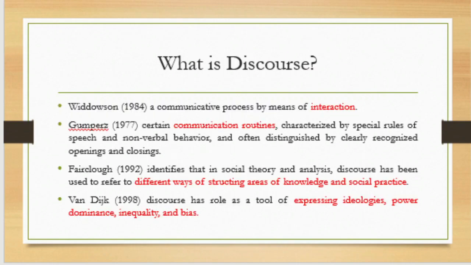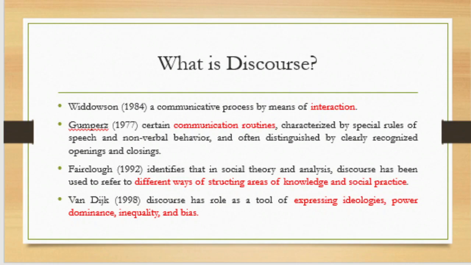What is discourse? To understand discourse, we can take a look at some expert ideas from the experts themselves. First is Widdowson. Widdowson in 1984 mentioned that discourse is a communicative process by means of interaction. When we understand interaction, it means that there are at least two participants, which means that someone will be the speaker or the writer, and the other one will be the hearer or the receiver or the reader. It means that there is some interaction.